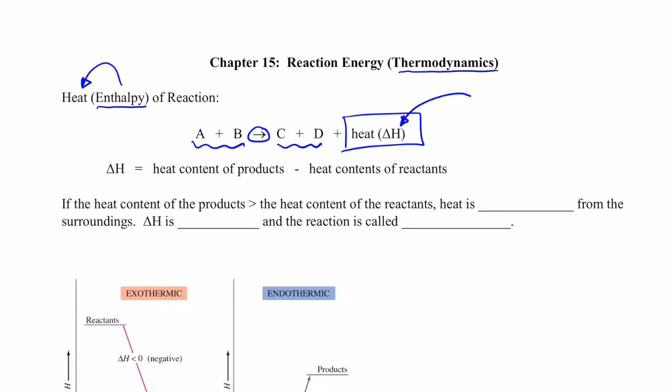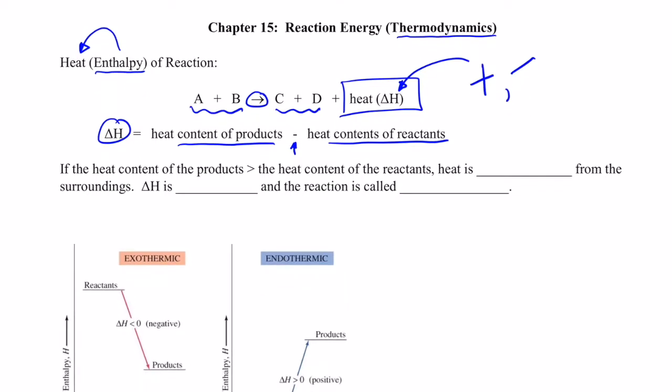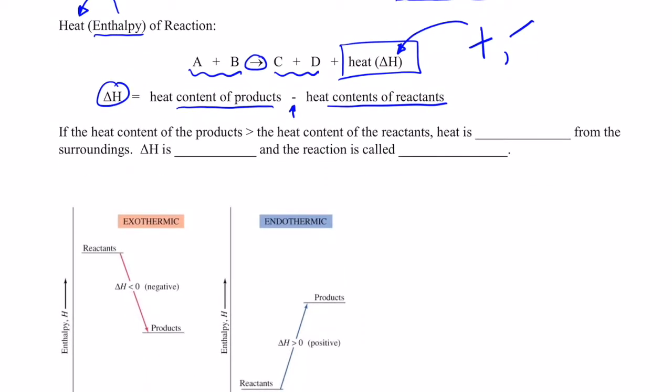Maybe you remember that. To calculate delta H, we take whatever the heat content is in the bonds of our products, and we subtract that from the heat content of our reactants. Whatever's left over is the delta H of my reaction. Now, as you can imagine, that could be a positive number, or it might be a negative number. So let's talk about those two scenarios.